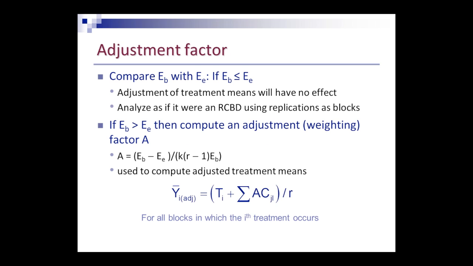If we find that the variation among the incomplete blocks is greater than our intra-block error, then we're going to compute an adjustment, a weighting factor that we'll use to adjust our treatment means to account for the variation among blocks. So this is just showing how you could do that.